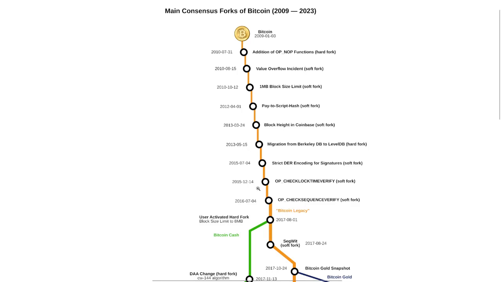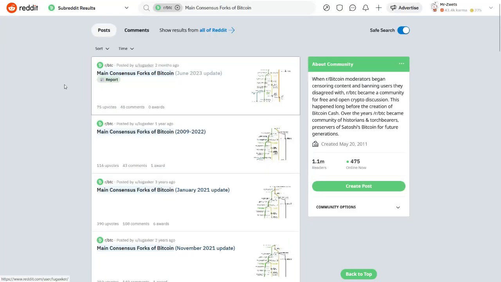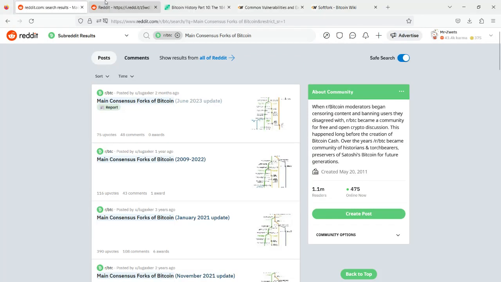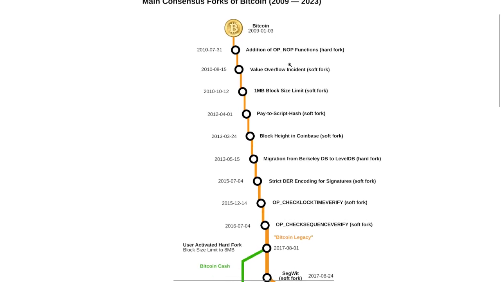And as you can see, over the Bitcoin history there have been a number of splits, so we will talk about all of that. This graph was made by a Reddit user called Lugaxer, and he updates it every so often when there are new things to add. I'll post this in the description because there is some interesting discussion in the Reddit comments. So let's take a closer look at this timeline.